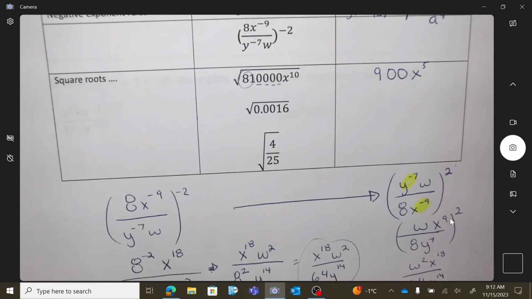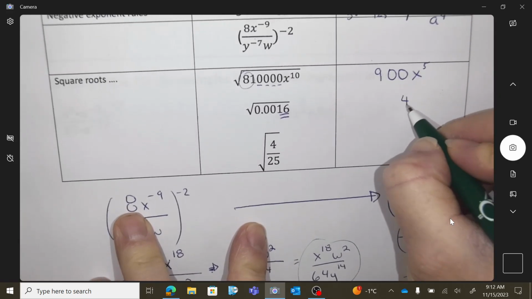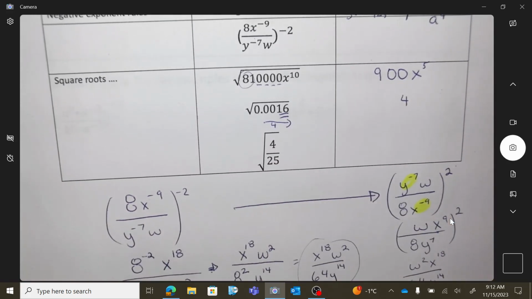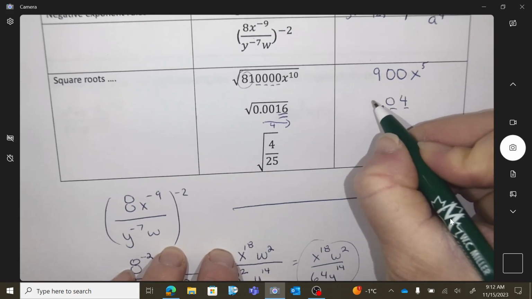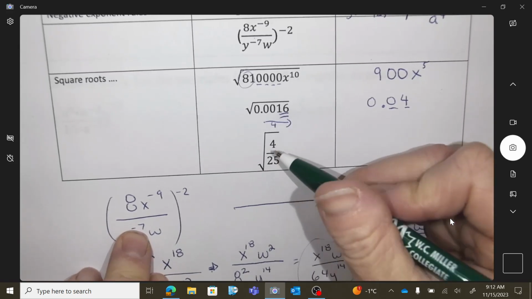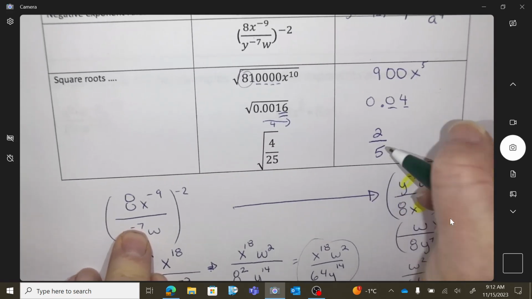Okay, so the next one, I think about what's the square root of 16. So that's a 4. The decimal places were 4, so now the decimal places need to be 2. And the last one here, so square rooting a fraction, just square root individually. So the top would become 2, and the bottom would become a 5.